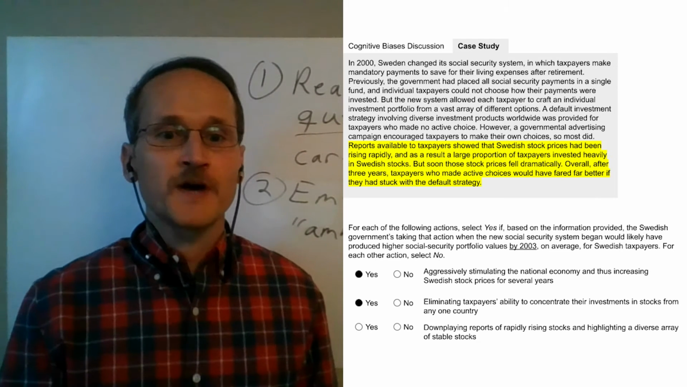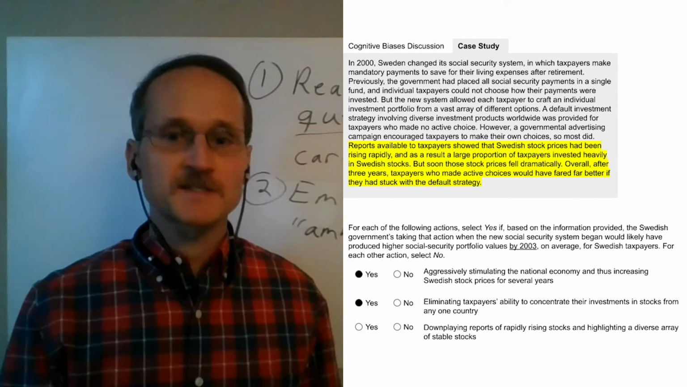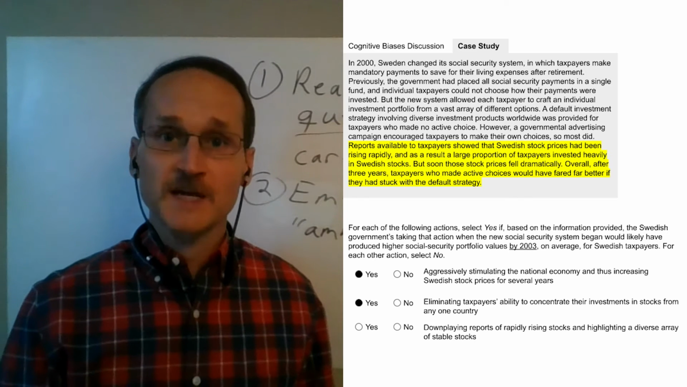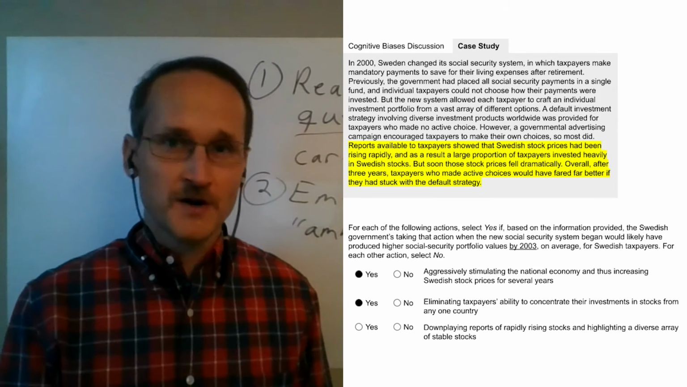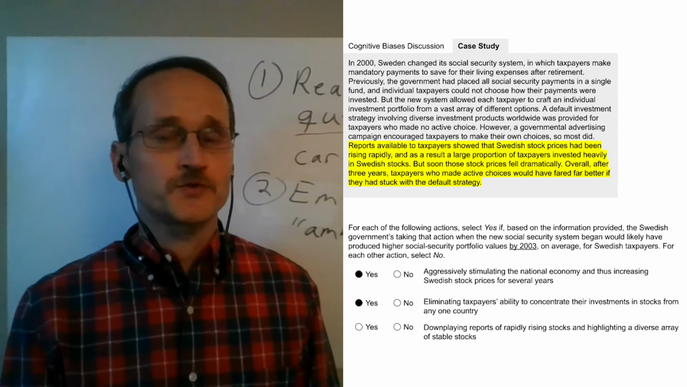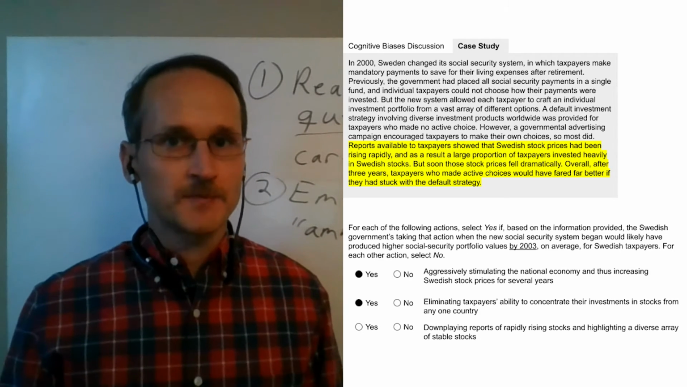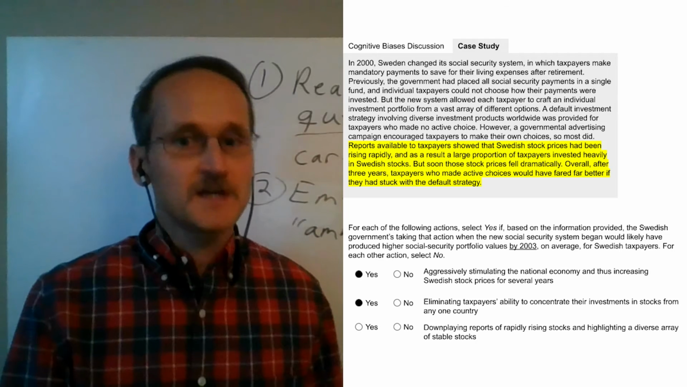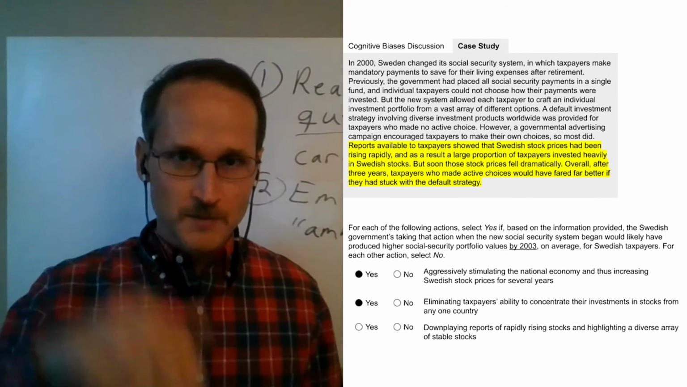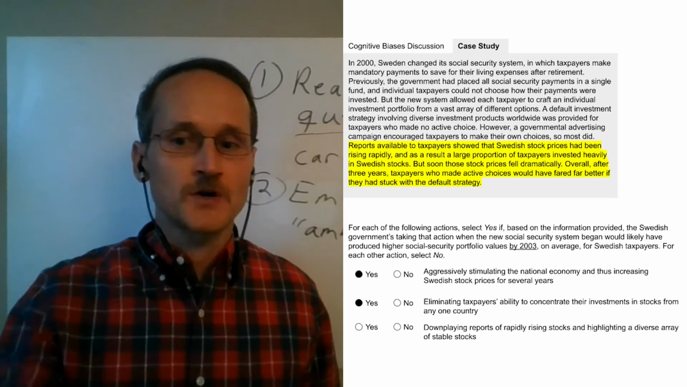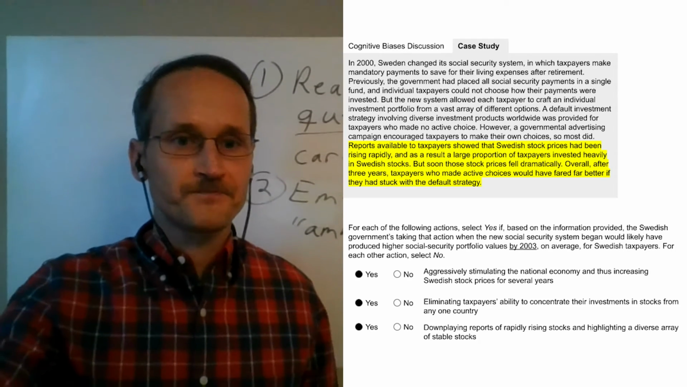Third one: downplaying reports of rapidly rising stocks, highlighting a diverse array of stable stocks. Again, it was those reports of rapidly rising stocks that caused the problem. If we downplay those reports, maybe not so many people invest in those Swedish stocks. Maybe they have a more stable portfolio that isn't susceptible to those prices that fell dramatically. So another pretty easy yes here.